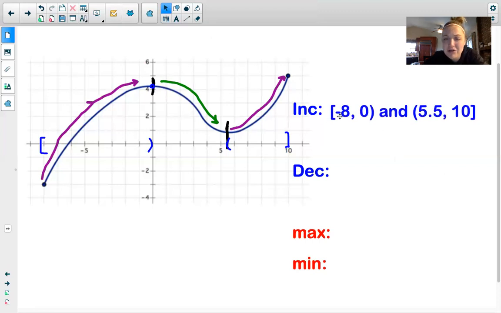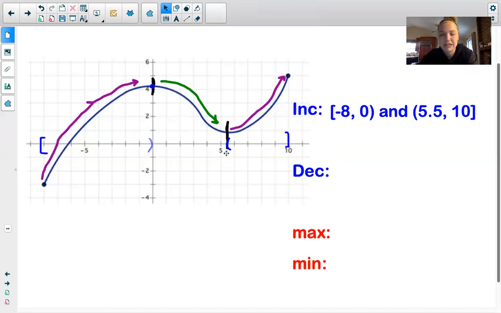And you'll notice there was a hard bracket at -8 because that's a filled in circle, and a soft bracket at 0 because that was a turning point. Not an uphill point, not a downhill point, it was a turning point. Okay, then our second section begins at 5.5 with the open circle because 5.5 was a turning point. And it goes to the right all the way to 10 with a filled in circle. So that means it was a closed bracket. Okay, now let's talk about that green decreasing section.